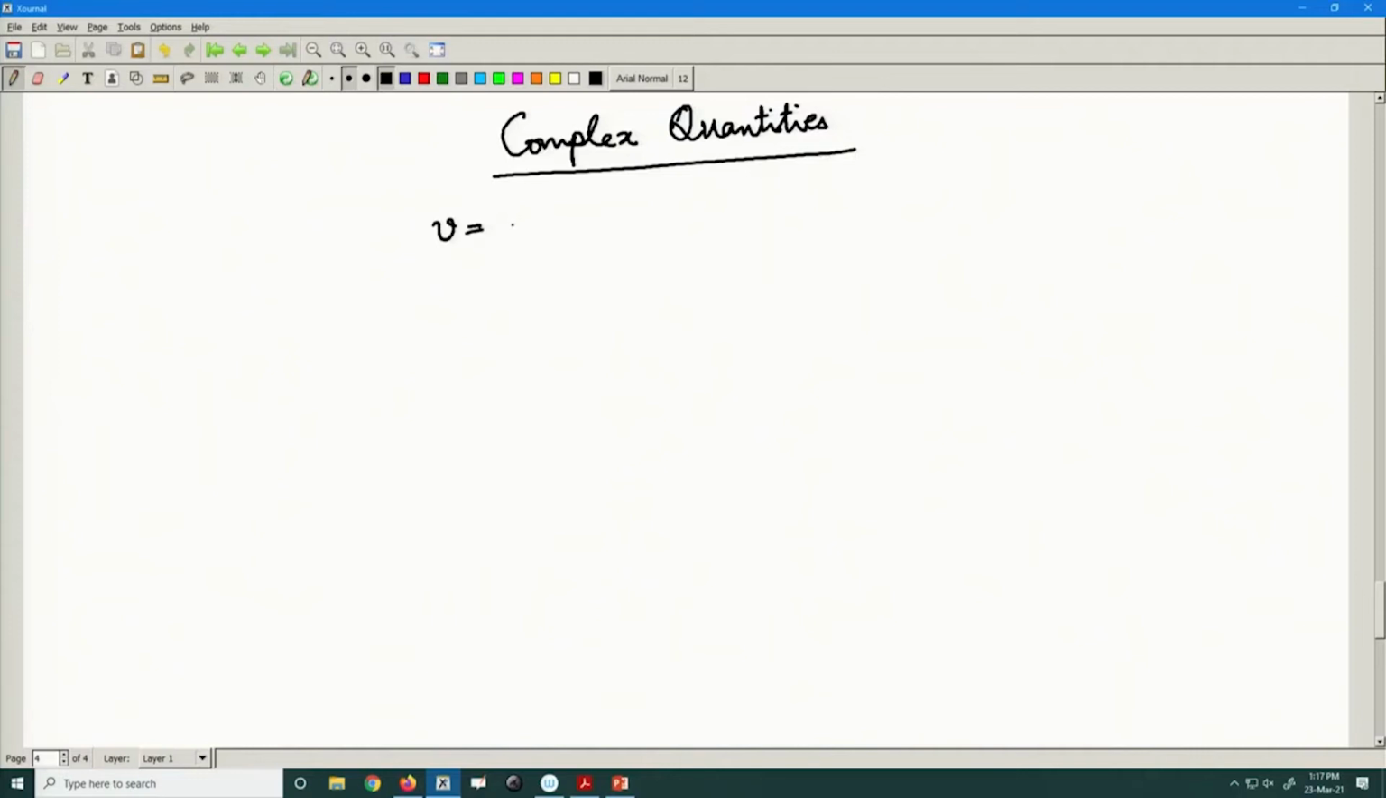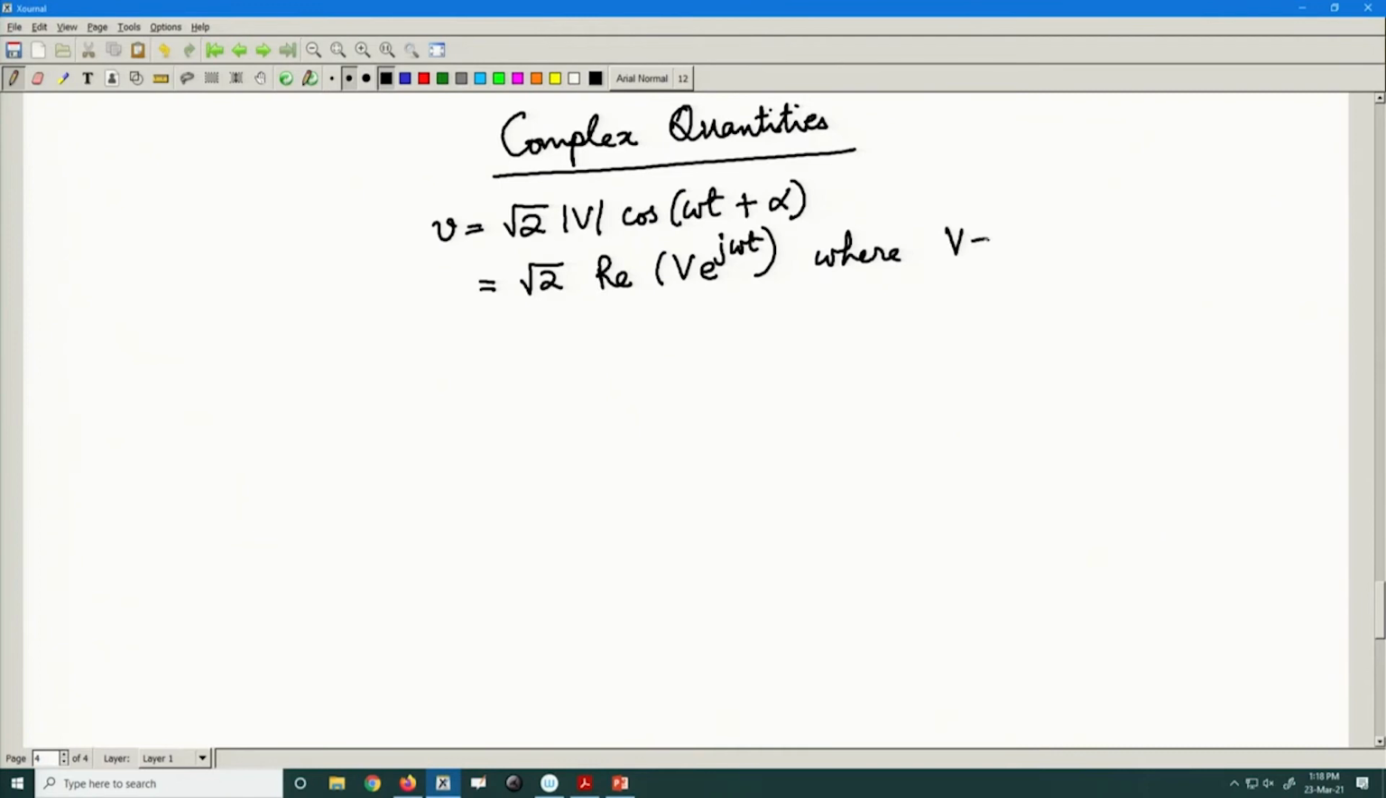We have a voltage V which is expressed as root 2 mod V cos(omega t plus alpha), and that can be written as root 2 real part of V e to the power j omega t, where V is mod V e to the power j alpha.